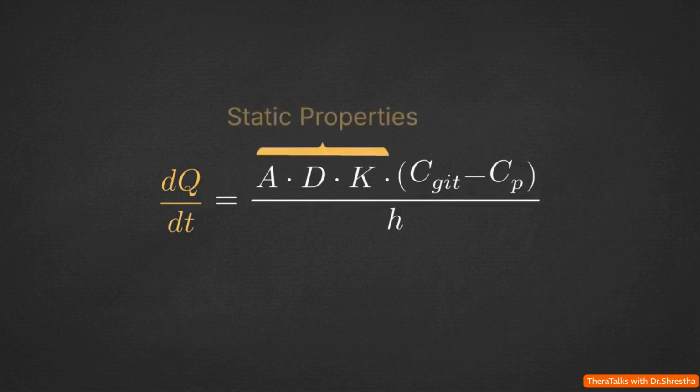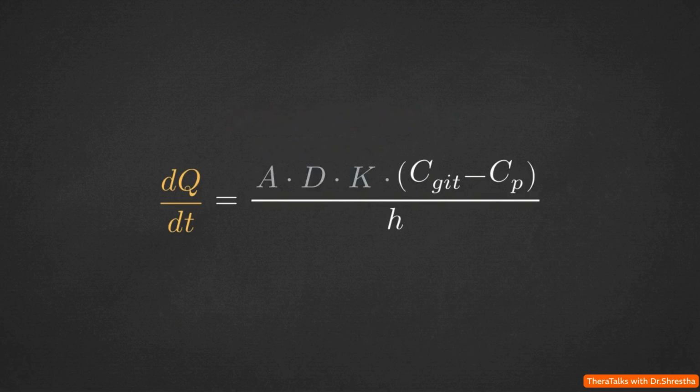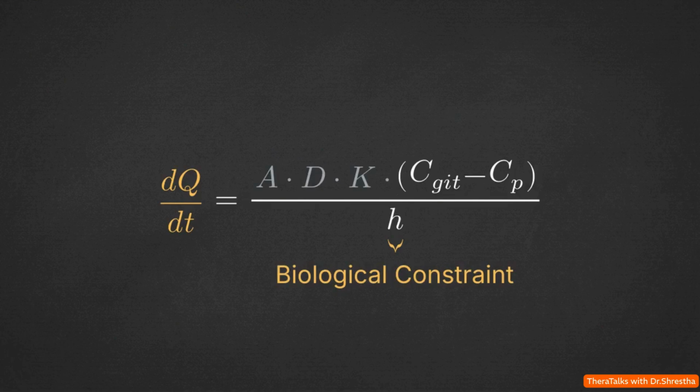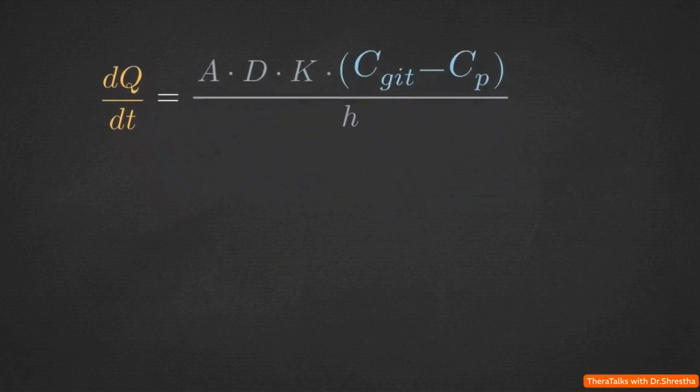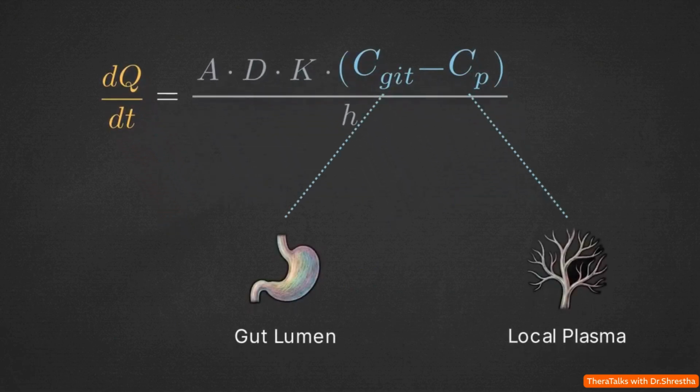The numerator contains three fixed variables: the surface area of the absorbing membrane, the diffusion coefficient of the drug, and its lipid-to-water partition coefficient. These are static physical properties of the specific drug and the gut itself. The denominator is the membrane thickness, which is another fixed biological constant. With those physical constraints locked in, the rate of absorption relies entirely on a single dynamic term, the concentration gradient. This term represents the difference between the drug concentration in the gut lumen and the drug concentration on the other side of the wall, in the local plasma.